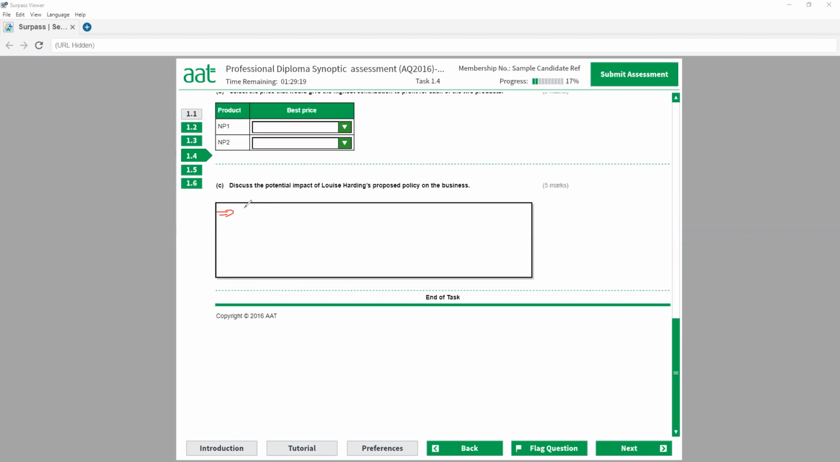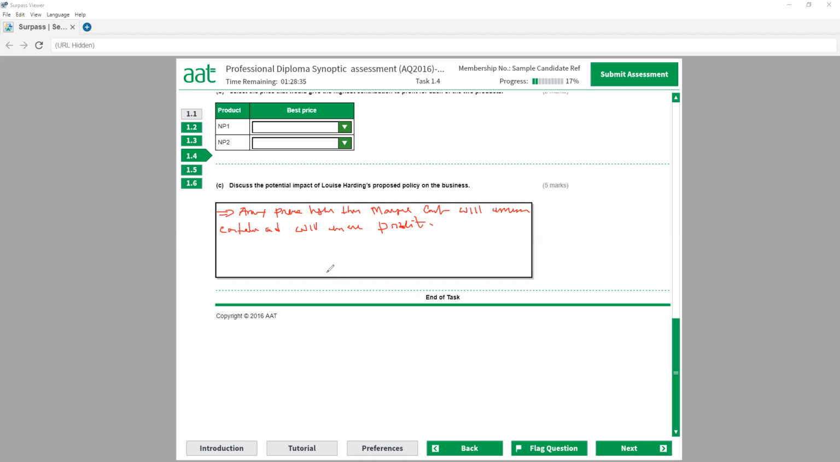Any price higher than marginal cost will increase contribution and will increase profit. So if my sales price is higher than the marginal cost, my contribution will be higher and my profit will be higher.